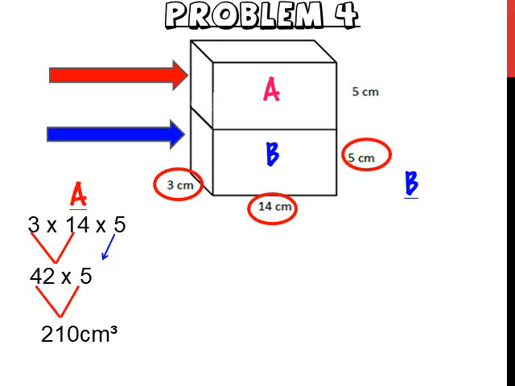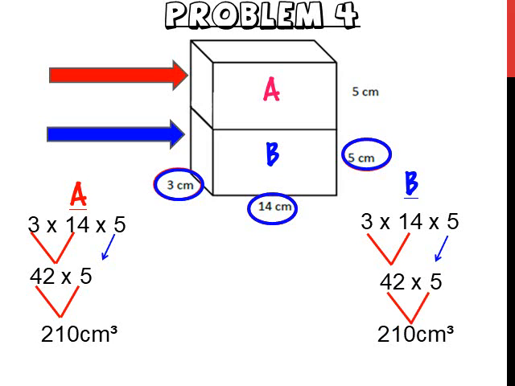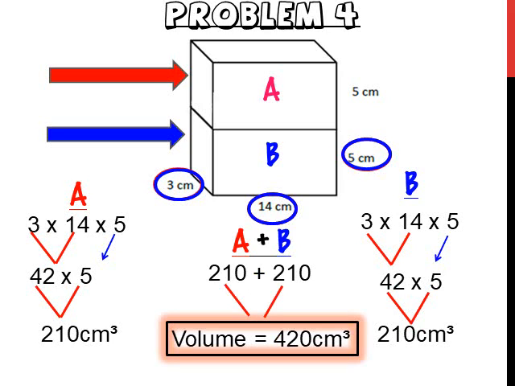When you do B, you're going to have the exact same numbers, the 3 centimeters, the 14 centimeters, and the 5 centimeters. When you multiply 3 and 14, you're still going to get 42, and when you multiply it again by 5, you're going to get 210 cubic centimeters. Now all you have to do is combine A's volume and B's volume. 210 plus 210 gives us 420 cubic centimeters.